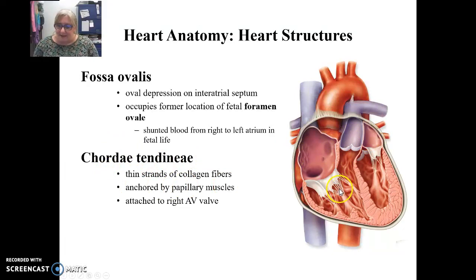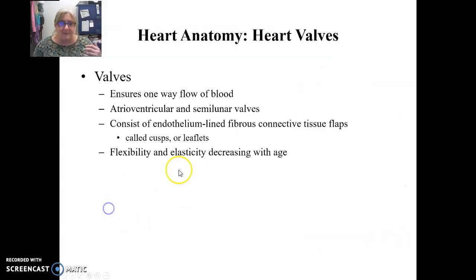These little strings here, these are called your chordae tendineae. They're the strings, the heartstrings that people talk about when you're pulling on heartstrings. Well, these are your heartstrings. They're chordae tendineae, and they're held in place by these structures, these little muscles called papillary muscles. These papillary muscles are smooth muscles that anchor the tricuspid and the bicuspid valve in place. And so they help to control the tricuspid and bicuspid valve.